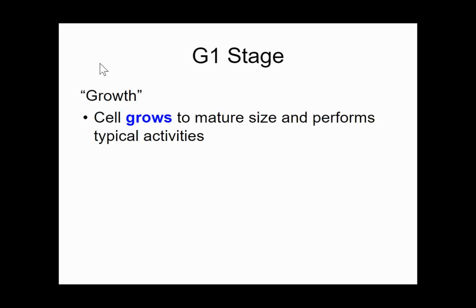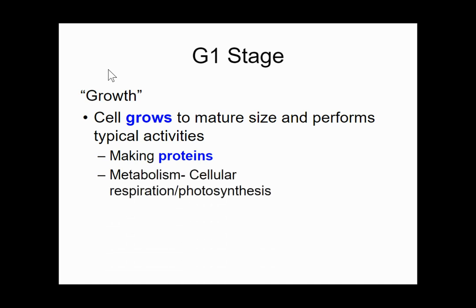We'll start with G1. G1 is growth. So the cell is going to grow to its mature size, and this is when it's going to perform all of its typical activities. Like I said, the cell's main job is to make proteins, and then those proteins do everything for your body. They'll also be performing metabolism. Your cells would be doing cellular respiration. Plant cells would be doing both cellular respiration and photosynthesis. This kind of depends on the cell. But this is where, again, your regular activities are happening. This is the time that the cell is in most often, right? Because that's when it's working.